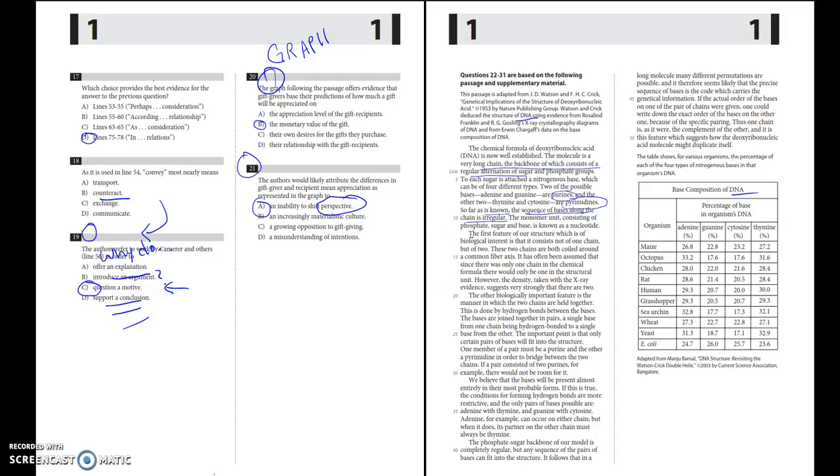All right, this one we have the first feature is that it's not one chain, but 2. So the first thing we can write down here is 2 chains.